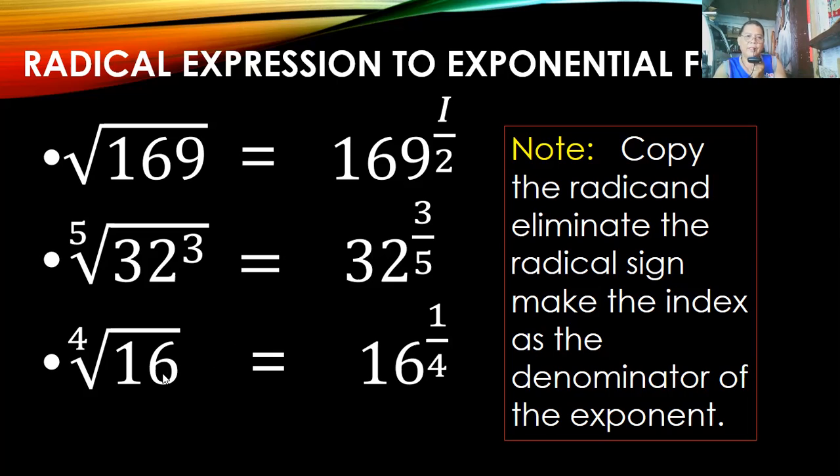This one, tanggalin lang ang radical sign, copyin ang radicand, which is our base 16. Then the 1 here becomes your numerator for the exponent as a fraction. And then copy the 4th power, which becomes your denominator of the exponent. So na-eliminate na yung radical sign. So this will be your exponential form. From this radical expression becomes exponential form. Our 4th root of 16 equals 16 raised to 1/4. Okay, let's proceed.